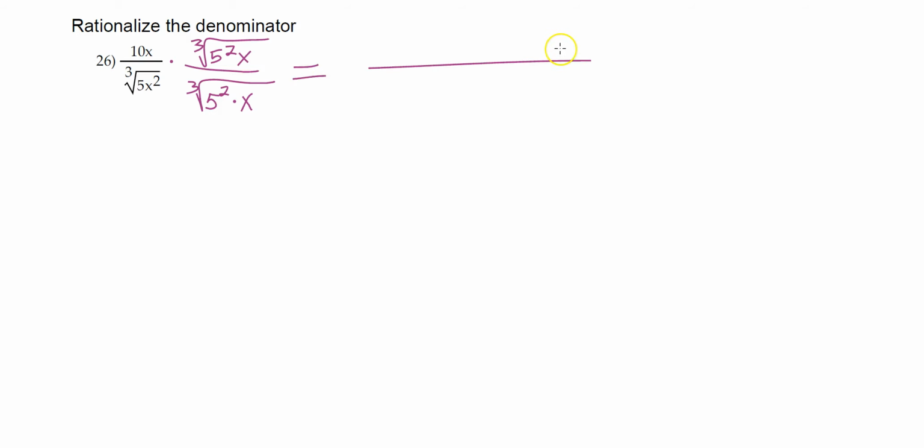First off, the top, there's not too much I can do. However, I can rewrite the 5 squared more commonly as 25 next to the x. In the denominator, since these are both cube roots, the product rule allowed me to rewrite this as one big cube root.